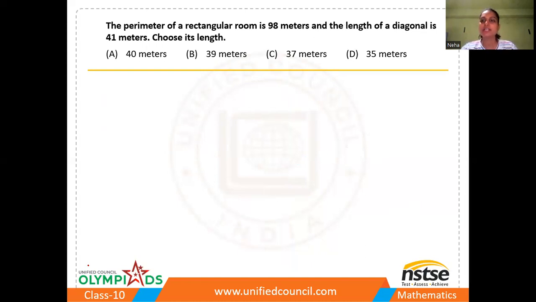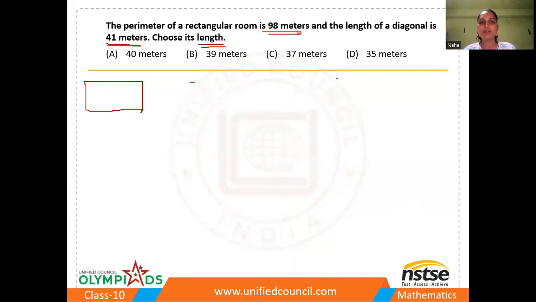So the next question again belongs to mensuration. The perimeter of the rectangular room is 98 meters and the length of the diagonal is 41 meters. Choose the length. Here we have to find out the length. The perimeter is given and the length of the diagonal is given. Okay. So let me draw a rectangular field.